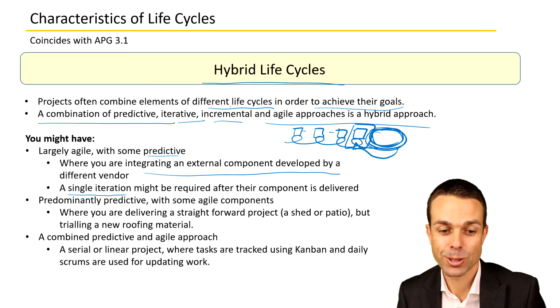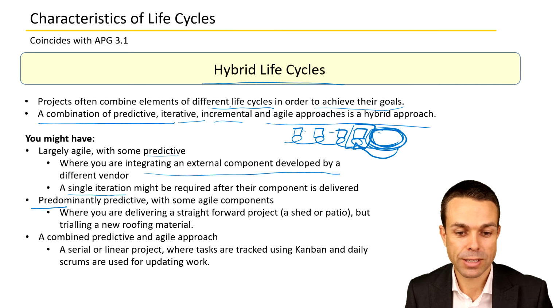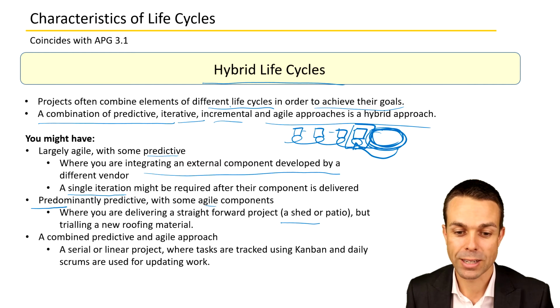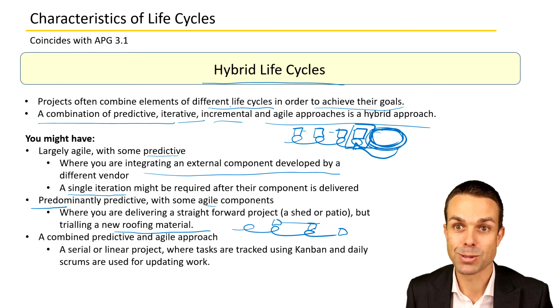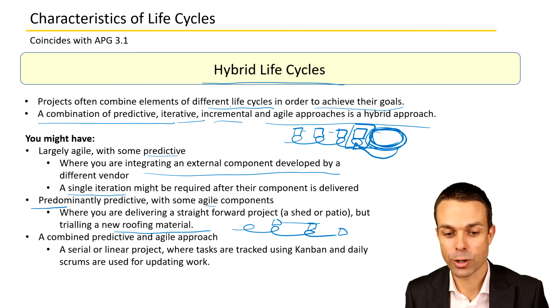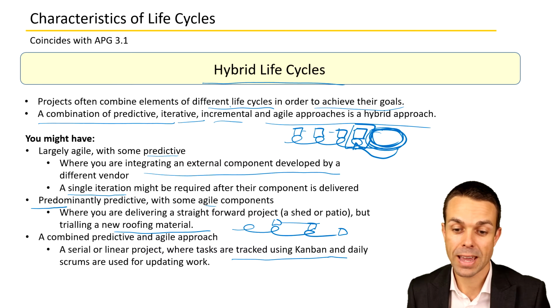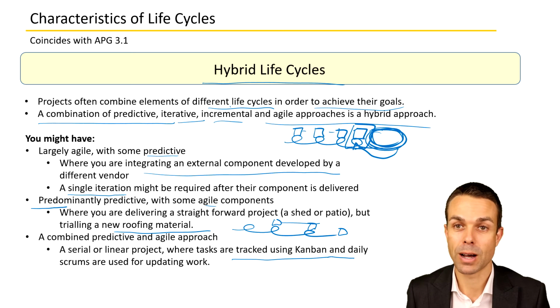Now there are other scenarios as well. So we might have a predominantly predictive approach with some agile components. For example, if you've got a straightforward project like a shed, but you're trialing a new roofing material, then you might want to deliver an increment of that or iterate until you get it absolutely correct. And you could also have a combined predictive and agile approach where you've got a normal linear project, but where tasks are tracked using a Kanban board and maybe daily scrums as well. They're used for updating the work.